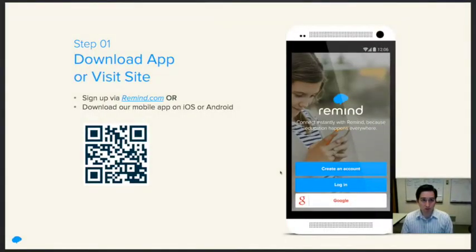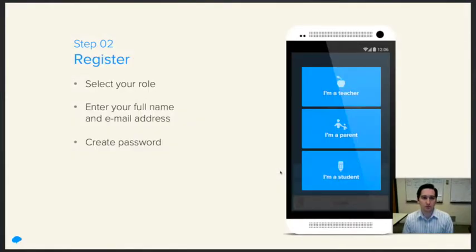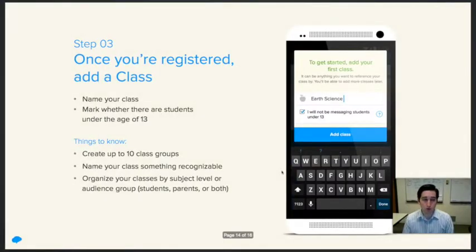First step is to download the app or visit the remind.com site. After that, you register. You'll pick your role as a teacher, where then it will prompt you to enter your full name and email address and create a password. You can also use your Truman password through Google Drive, and I will show you how to do that here in just a few minutes.